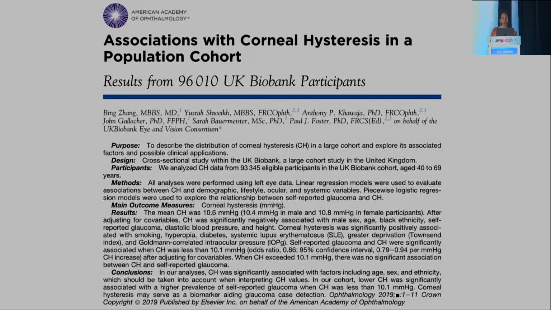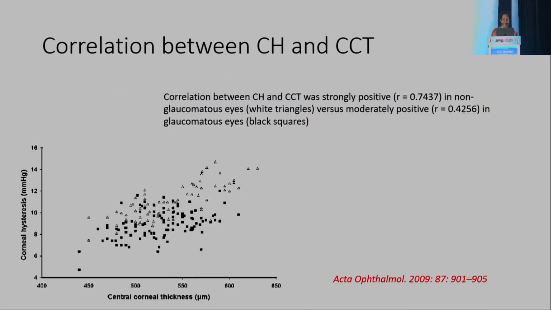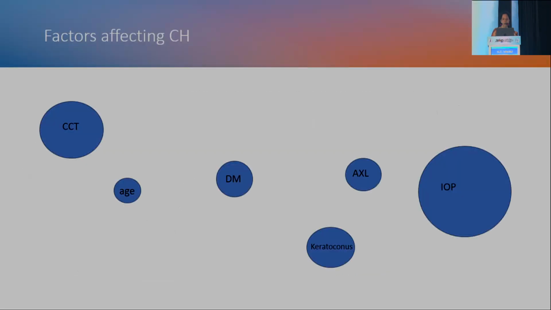This is a population-based study with 96 UK Biobank participants, where corneal hysteresis was measured in all of these people. They found that low corneal hysteresis was significantly associated with a higher prevalence of self-reported glaucoma when the CH was less than 10. And this is a paper correlating CH with CCT, and the correlation was found to be strongly positive in normal eyes, and moderately positive in glaucomatous eyes.